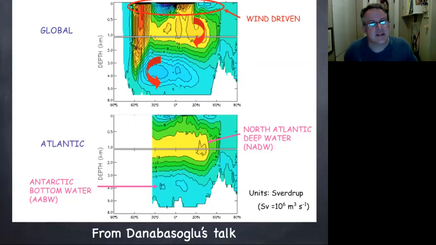What does it look like? It looks like this. You see some stuff up here that's like the wind-driven stuff, like Ekman and things. You see a big overturning cell here in the Southern Ocean. You see a big overturning cell over here, the North Atlantic deep water in the North Atlantic. And you see another overturning cell over here in the Antarctic bottom water. These arrows help you remember which sign is going to which direction.